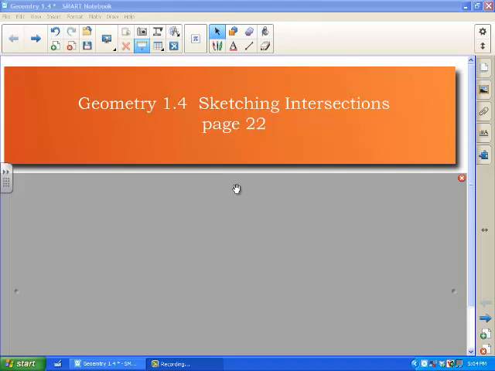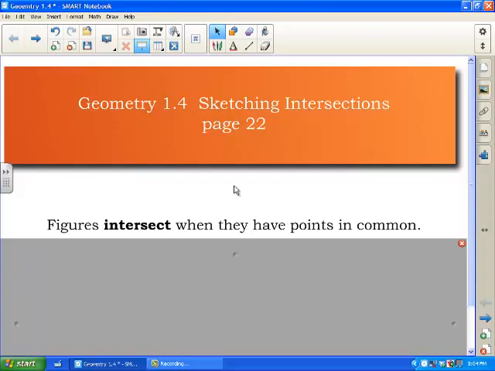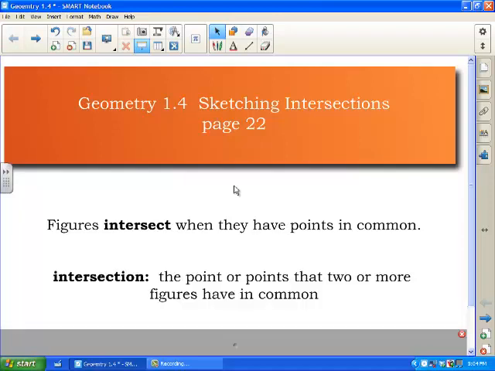So you're probably familiar with the term intersections. Roads intersect, rivers intersect, paths intersect, or cross. So in geometry, we say that two or more figures intersect when they have points in common. The intersection then would be the point or points that two or more figures have in common.